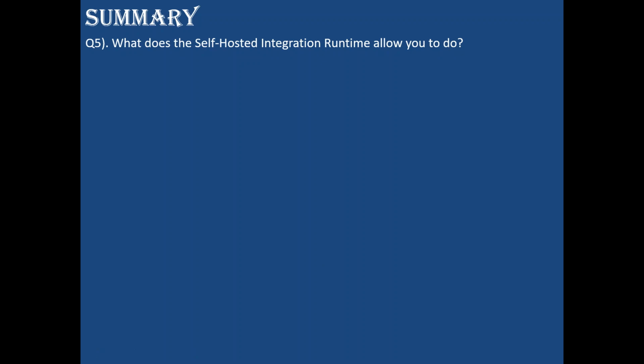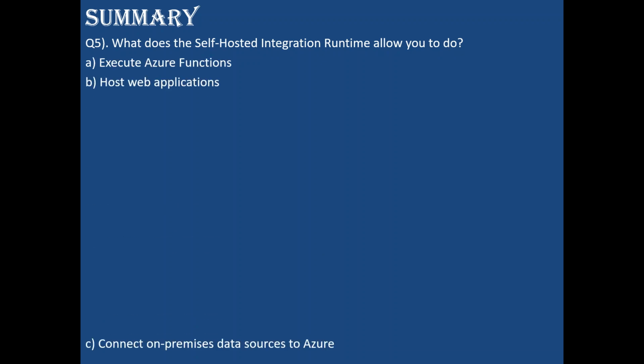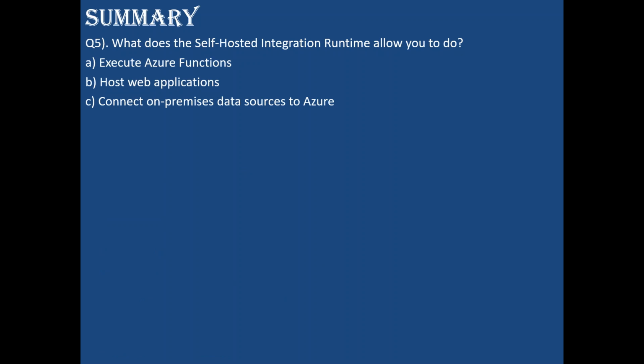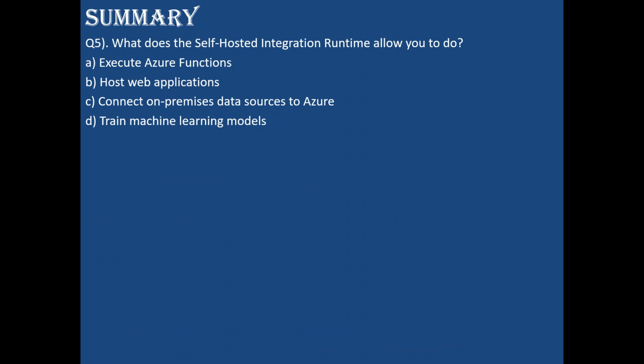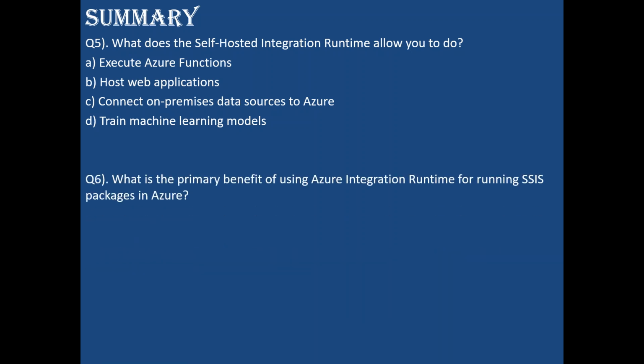What does the self-hosted integration runtime allow you to do? As you know, it basically helps to connect the on-premise data sources to Azure, so that we can move the data from on-premise to the cloud. So option C is correct.